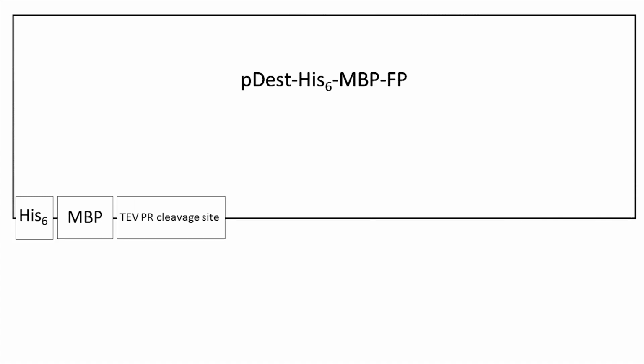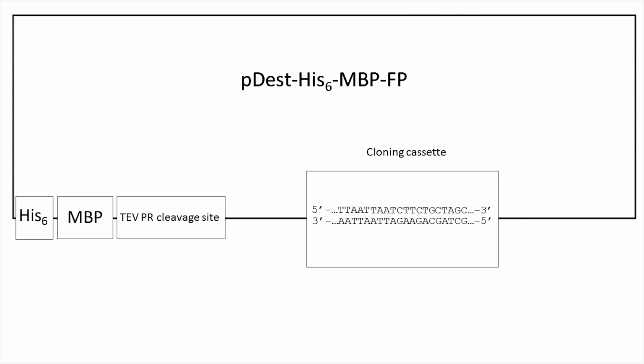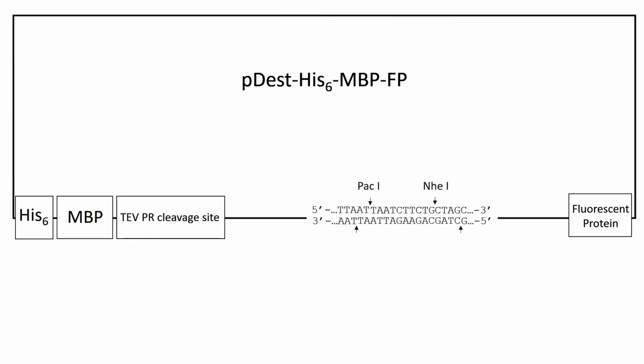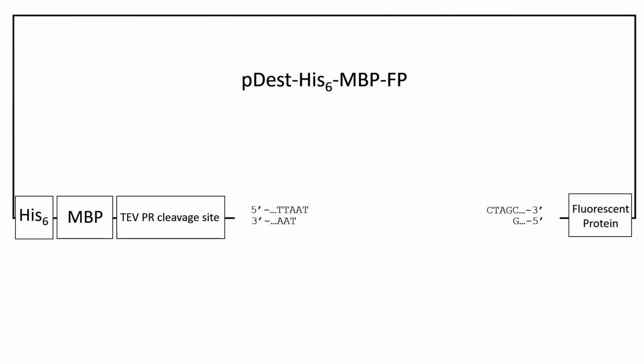The expression plasmid carries the coding sequence of a hexahistidine affinity tag and a maltose-binding fusion protein, followed by a control cleavage site of tobacco etch virus protease, a cloning cassette, and the C-terminal fluorescent protein. Linearize the expression plasmid by PciI and NheI restriction endonucleases.